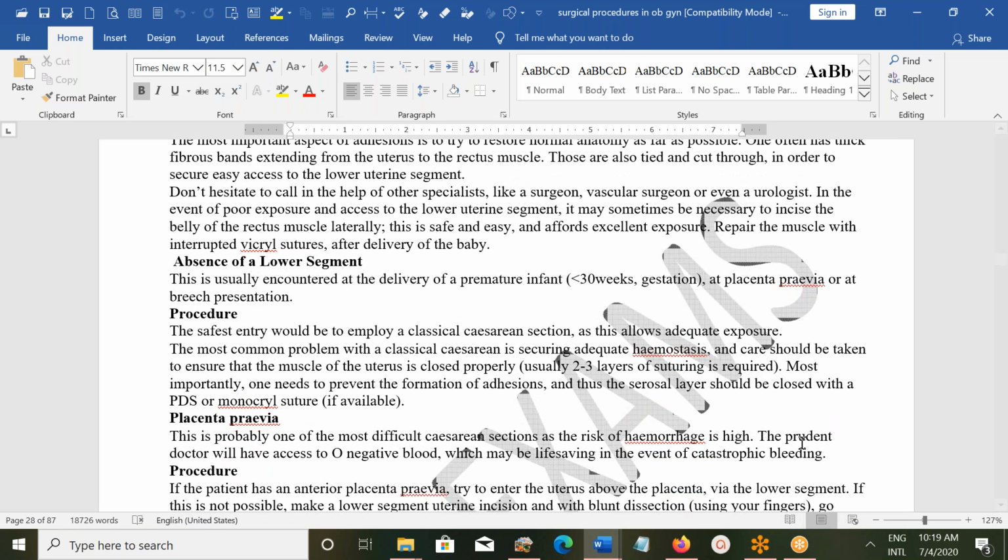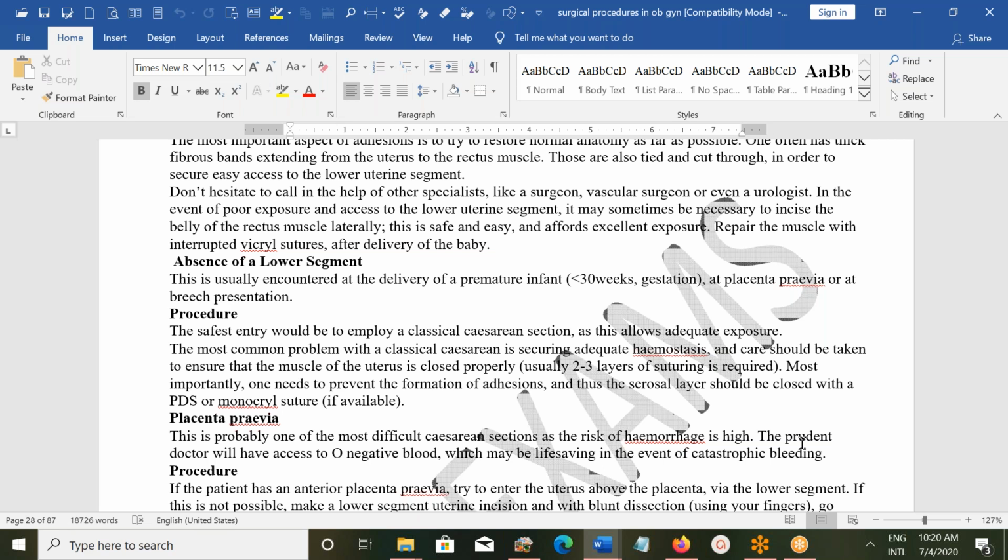34 weeks, and then it will expand further by 37 weeks. So gradually it will start, and at 37 weeks you should expect to see the lower segment. So when we are talking about absence of a lower segment, usually it means a preterm baby less than 30 weeks, and placenta previa or breech presentation. So these are the problems. It can be seen, and it can be a very difficult cesarean.